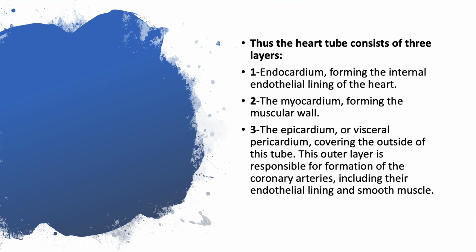At the end of the development and establishment of the heart tube, the heart consists of three layers. First, the endocardium, forming the internal endothelial lining of the heart. Second, the myocardium, forming the muscular wall, and the epicardium or visceral pericardium, covering the outside of this tube. This outer layer is responsible for the formation of the coronary arteries, including their endothelial lining and the smooth muscle.